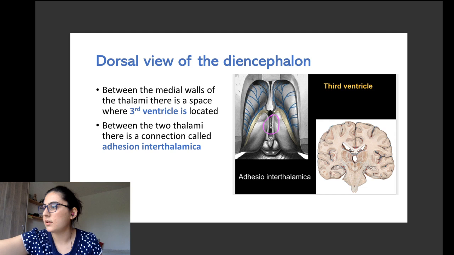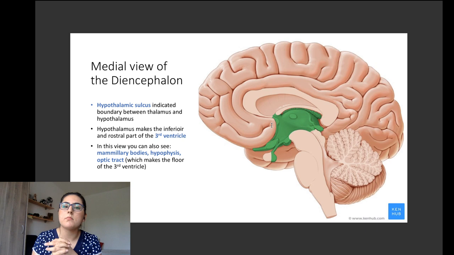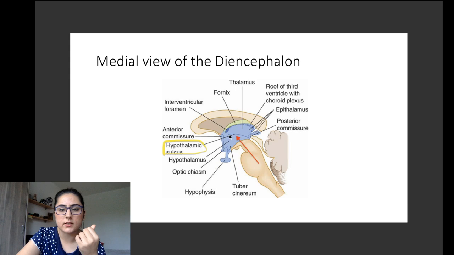We can move on to the medial view. Alright, so what can we find in the medial view of my diencephalon? One very important structure that delineates or separates my thalamus from my hypothalamus is this tiny line called my hypothalamic sulcus. Over here, I see it better. You can see this hypothalamic sulcus.